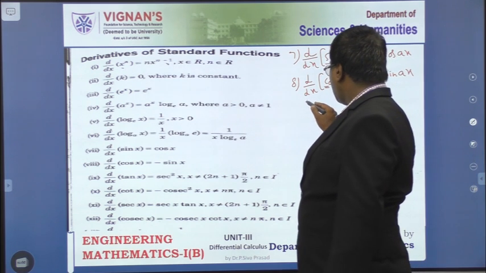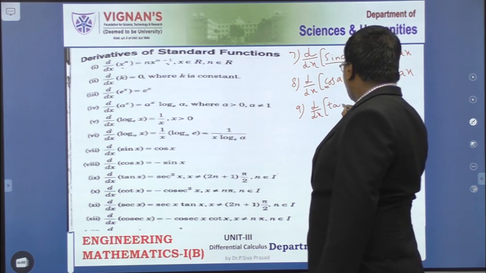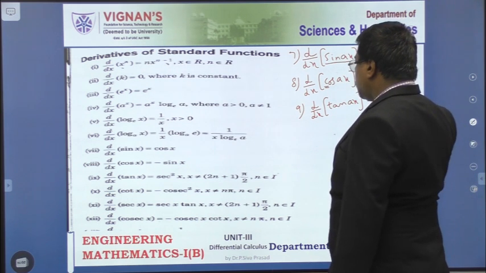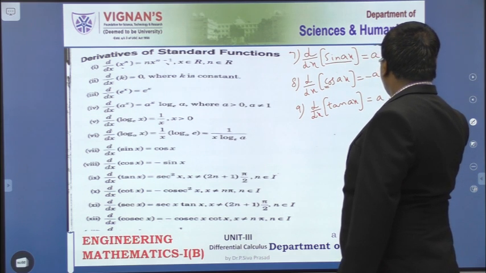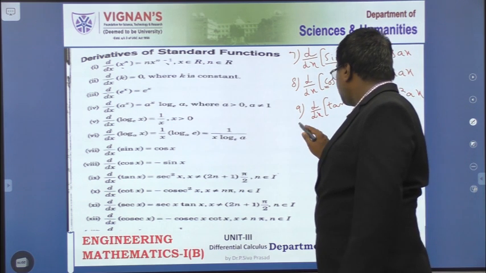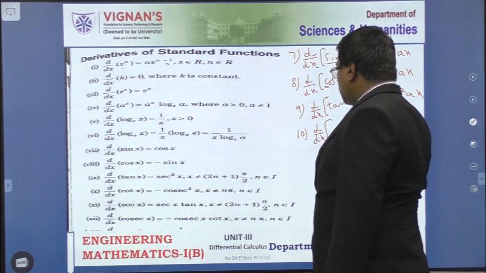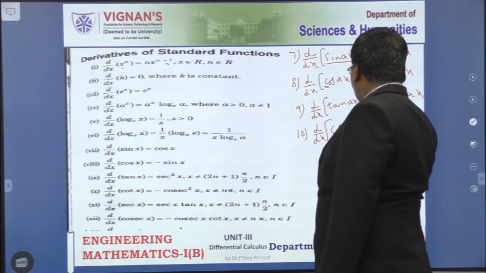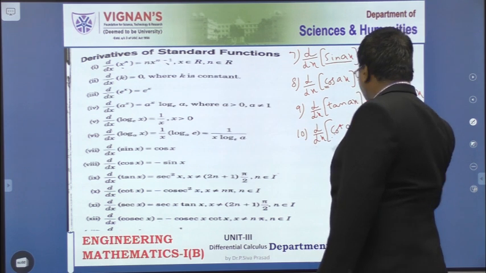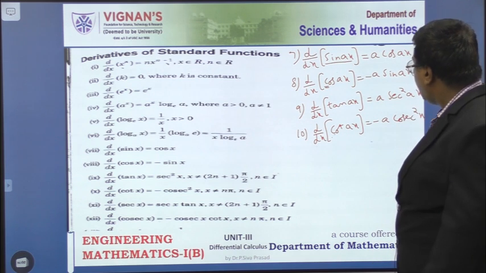Okay. Next, the ninth one: d by dx of tan ax is equal to a into secant square of ax. Next one, the 10th one: d by dx of cot ax is equal to minus a into cosecant square ax. d by dx of cot x is equal to minus a into cosecant square x.